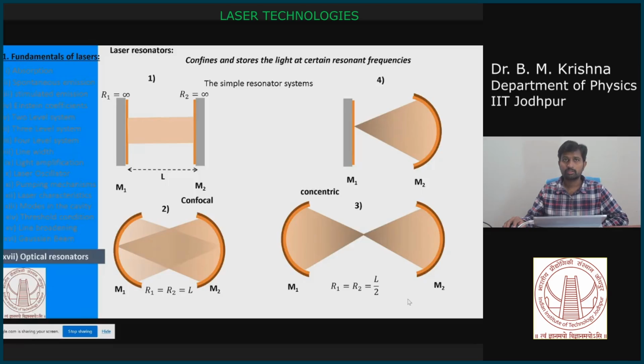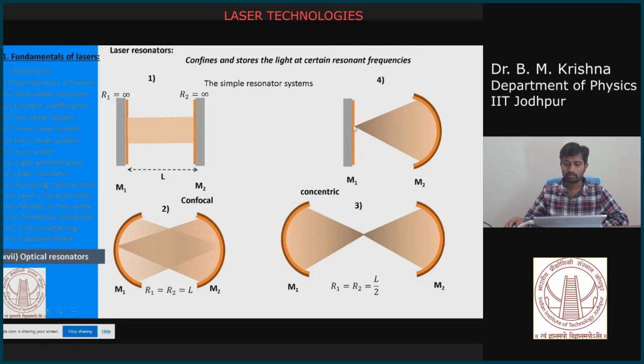And the fourth one, as we are considering simple resonator systems, is a plane mirror and one spherical mirror. The spherical mirror tries to focus on the mirror M1, and this mirror M1 is a plane mirror. So what happens is it exactly reflects back whatever light is incident, at the same angle, from your reflection Snell's law. So you know that whatever the angle of incidence on the plane mirror, the angle of reflection will be the same.